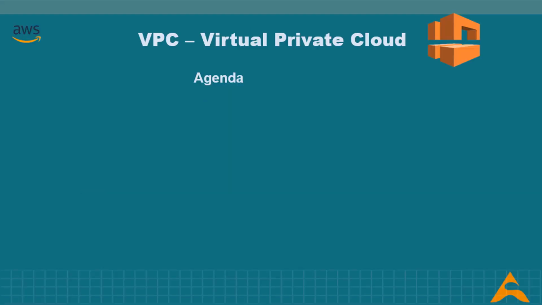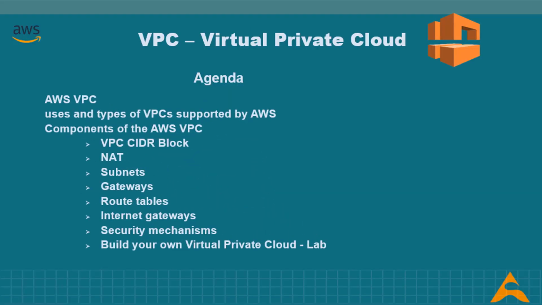Starting the session with what is AWS VPC, what are its uses and different types of VPC supported by AWS. Further, how to build your own virtual private cloud. We will discuss in detail the various components of AWS VPC like VPC CIDR block, NAT, subnets, gateways, route tables, internet gateways, and focus on security mechanisms in the context of AWS VPC, and at the end we will have a detailed lab session.